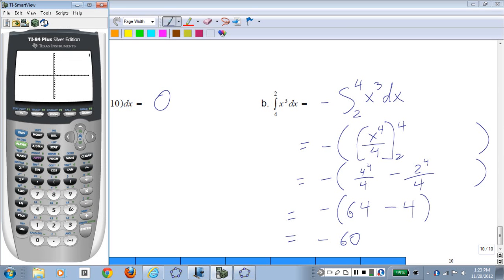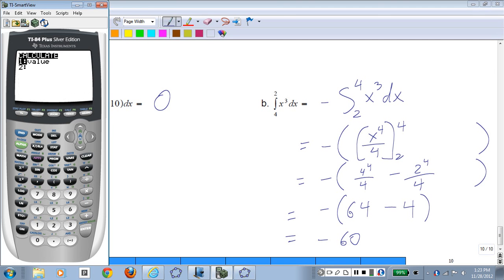Zoom 6. Y equals x cubed. We're not going to see it. 4 cubed is 64, so the y max probably should go as high as at least 64, maybe 100. Y scale of 10. Now maybe we can see it.